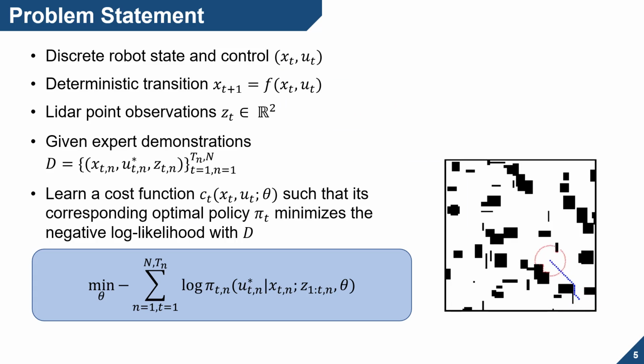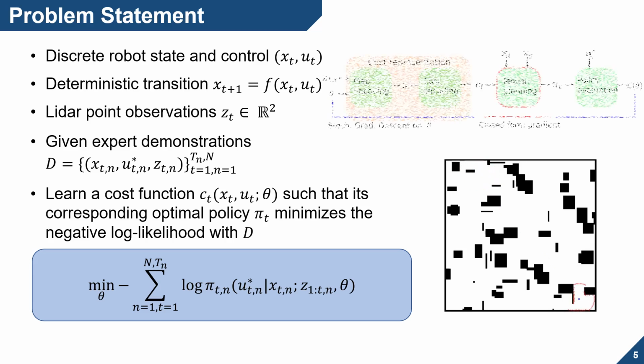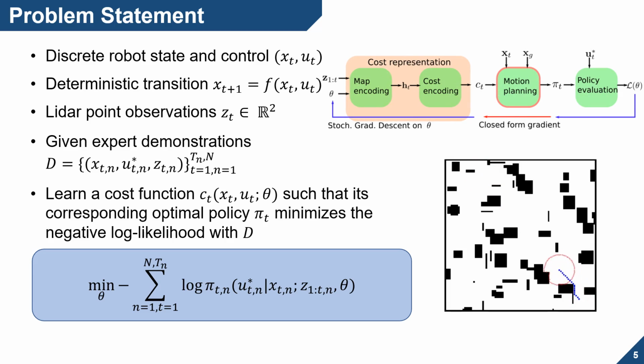Our problem is formulated as follows. We consider discrete robot states and controls, and deterministic transition function. An example trajectory is shown in blue dots on the right. At each state, the robot receives a noisy lidar observation in red. We're given expert demonstrations of state, controls, and lidar observations along trajectories from start to goal.